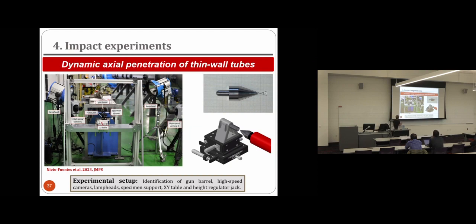Basically, this experimental setup consists of firing this conical nose projectile at velocities that range between 200 and 500 meters per second. It is going to penetrate axially a thin wall tube. The diameter of the thin wall tube is smaller than the diameter of the striker, and therefore when the striker penetrates the target, the tube expands and fractures into multiple pieces.